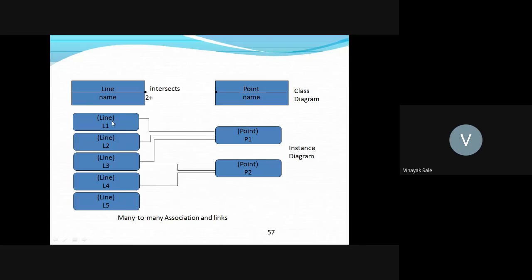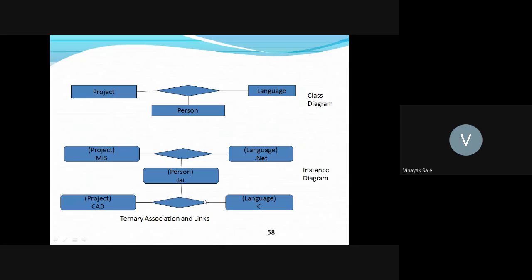So line L1 intersects P1, line L2 intersects P1, line L3 intersects P1. Similarly, in case of point P2, line L3 intersects P2, line L4 intersects P2, and for line L5 there is no intersection, which may be possible. And this is ternary association and links. This ternary association is indicated by the shape diamond or small rhombus.